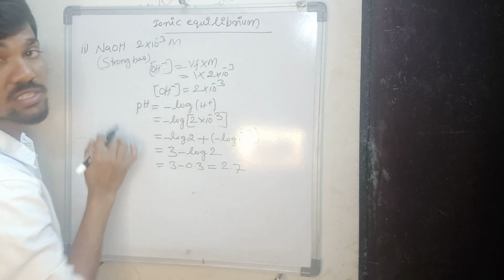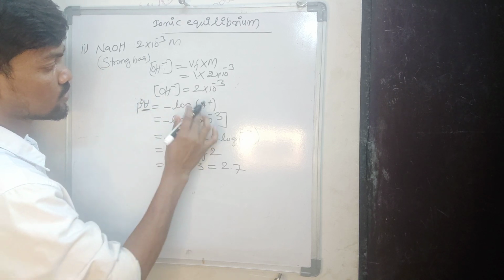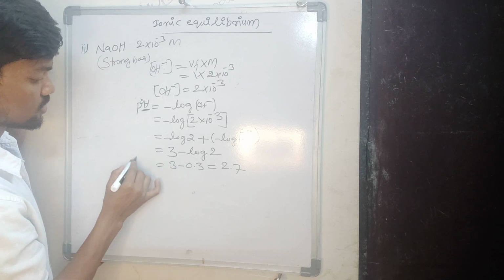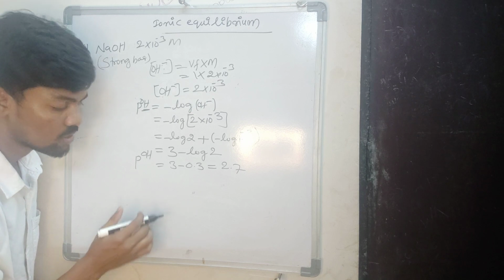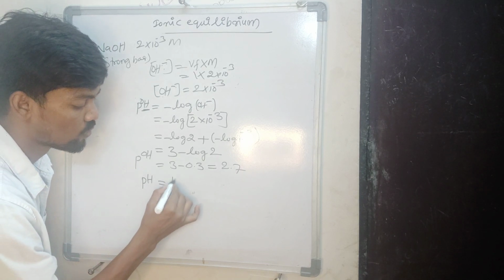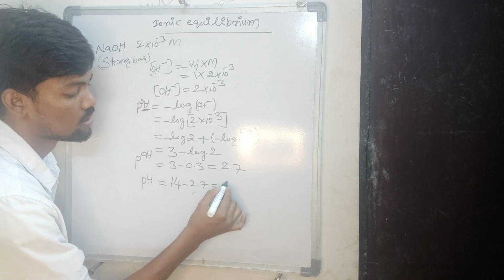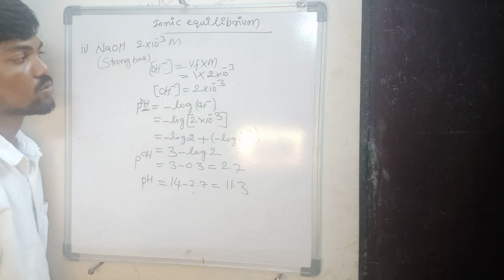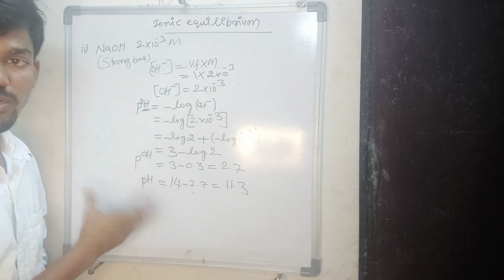Why? Because base is given. That's why we find out this one is pOH. Okay, pOH is what we are getting. This is totally pOH. So now you have to find out pH. How can you find out pH? 14 minus 2.7. How much is it? 11.3 is the answer, the pH value. So in this way you can find out OH, pOH and pH.